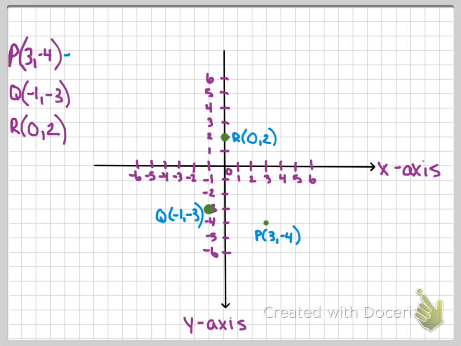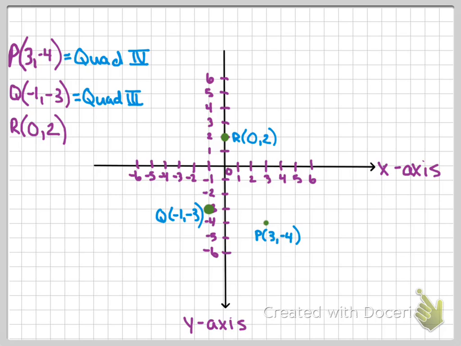What's the location of the first point? It's in what quadrant? P is in 4. Now remember to use the Roman numerals. Q is in what quadrant? It's in 3. Quadrant 3, look at your notes.